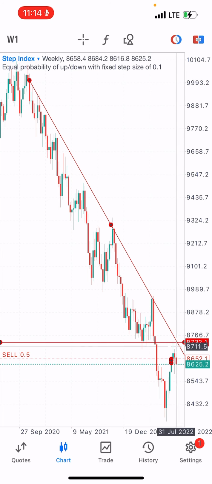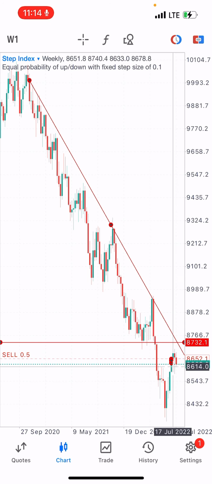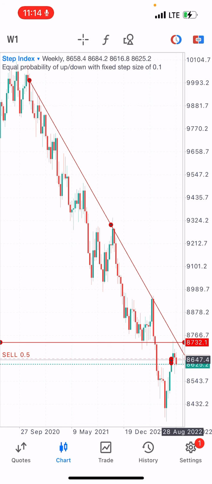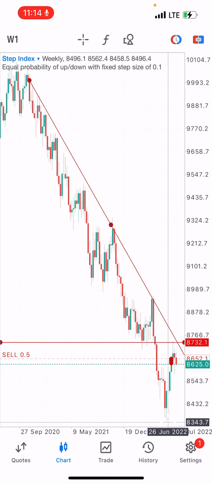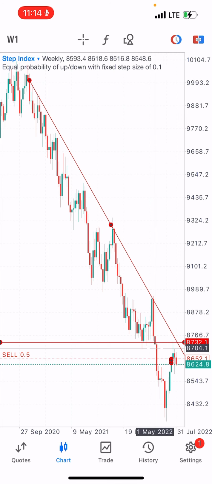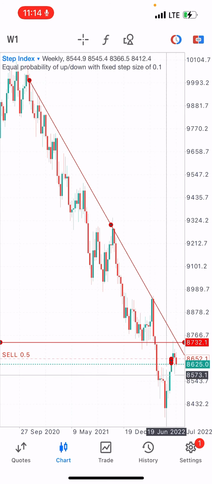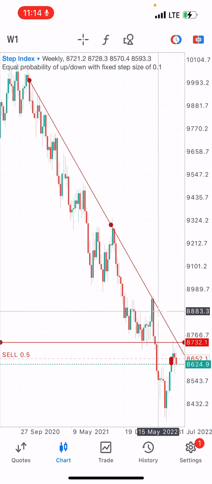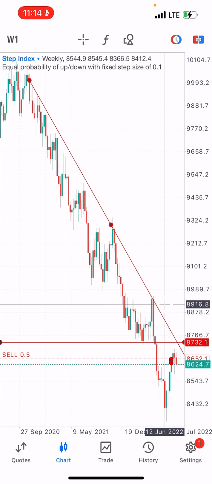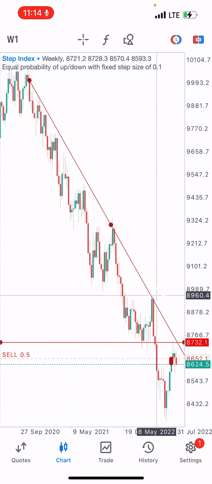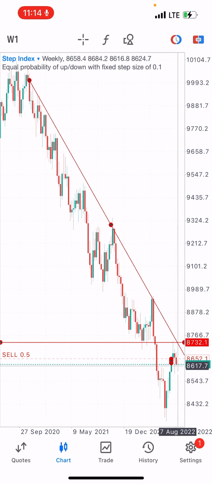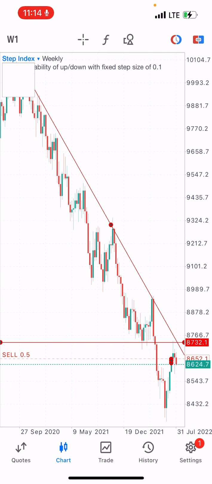Basically, from the weekly time frame, it clearly shows us that Stepindex is going to come down for a sell. You see that it is forming another lower low, maintaining the downtrend. This has given us a lower high. As far as the previous lower high wasn't broken, then the downtrend continues. The downtrend hasn't been violated.